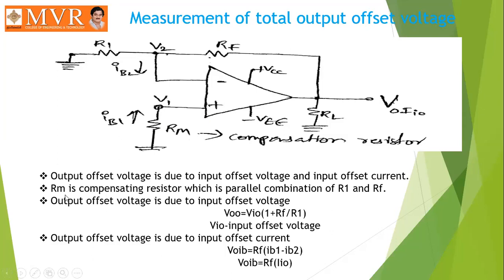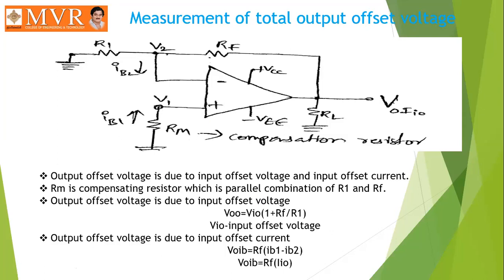First we are going to measure the output offset voltage due to input offset voltage. We have studied here that output offset voltage is due to two parameters, that is input offset voltage and input offset current.